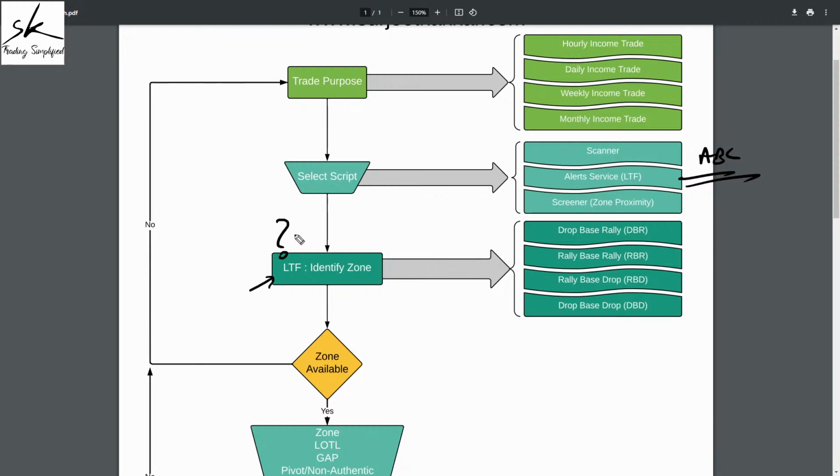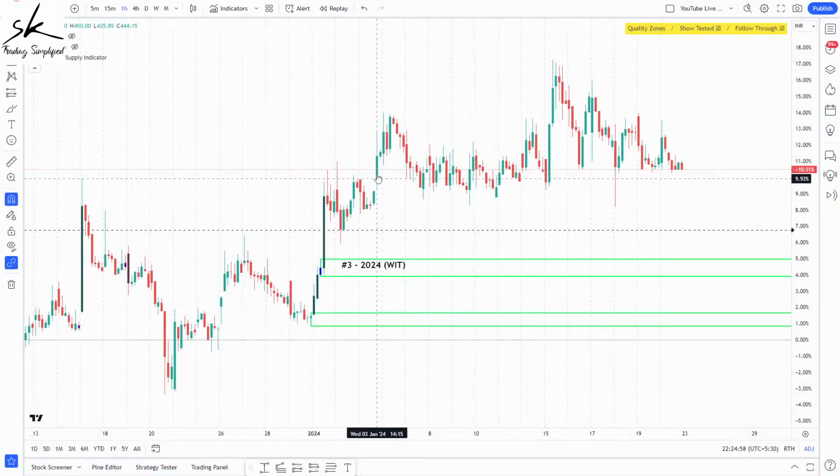So the question here is, what is my lower time frame? We got the answer from our step number 1, that as a weekly income trader, the time frames were weekly, daily, 60 and 15, out of which 60 minutes was my lower time frame. And on the lower time frame, I need to identify zone. By zone, we mean any of these 4 structures. It can be a drop-base-rally, rally-base-rally, rally-base-drop, or a drop-base-drop. So let's go to the chart. And for now, I'll disable all the indicators.